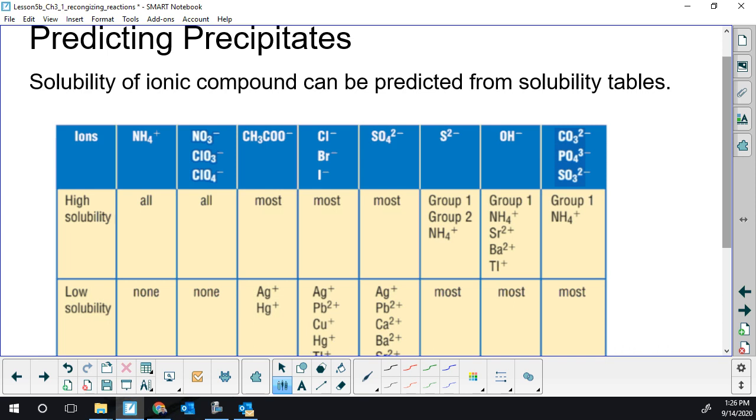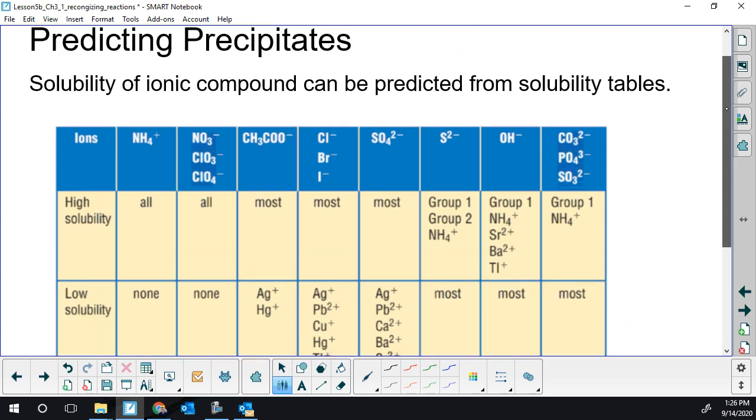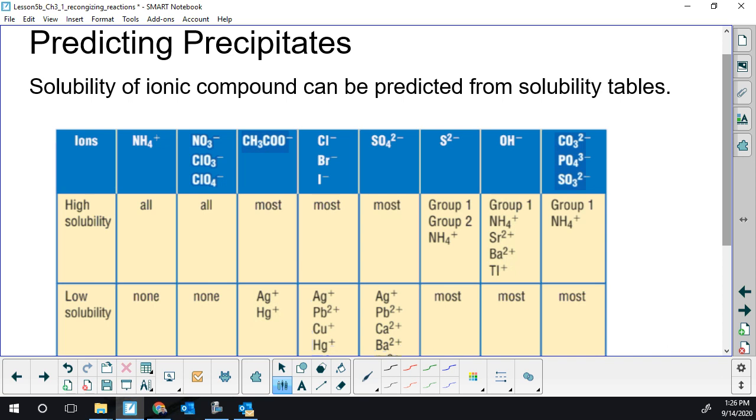Very similar, just the columns are in different places. This is the one I believe from your textbook. We want to predict the solubility of ionic compounds. In Science 10, you get one table. Next year, you're going to use the exact version that's in your Chem 2030 data booklet.